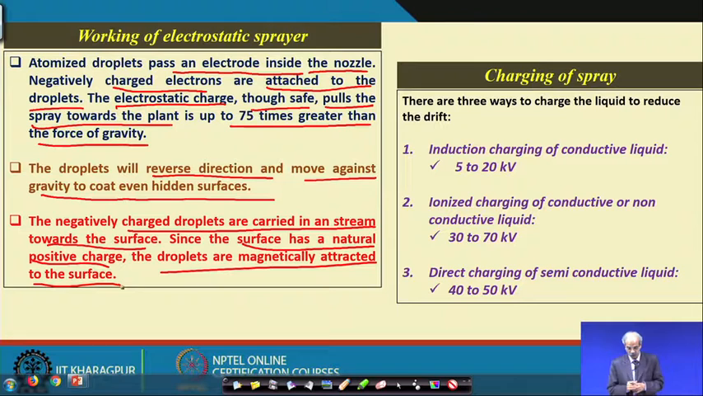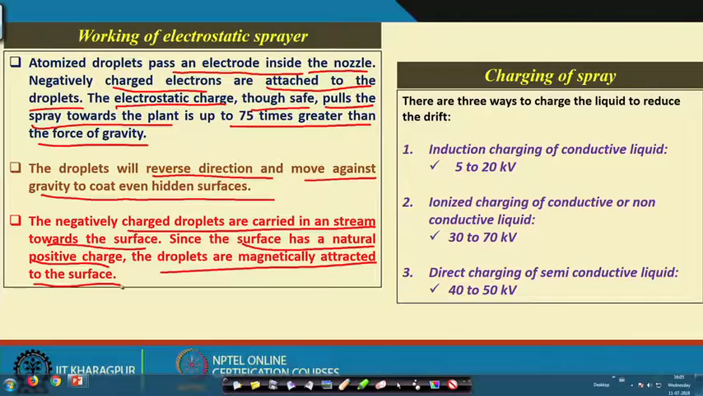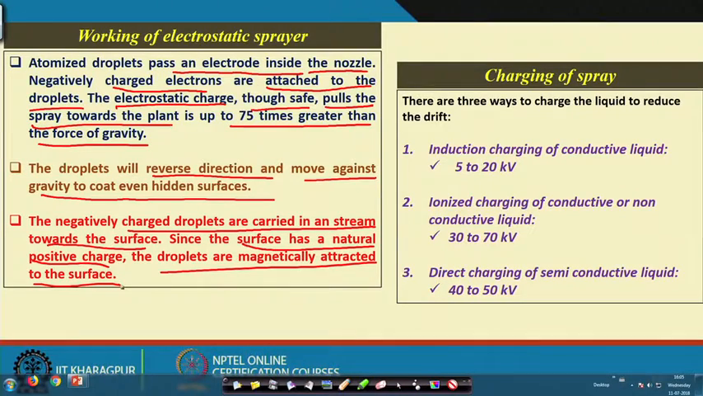Now, charging of spray, what do we do here? There are three ways to charge the liquid to reduce the drift. Yes, it must be told. See, here the aim is that you are not allowing the chemical particles or this mist to drift away, and that way even if there is slight wind, it will not affect this to that extent. If you say that it will not affect at all, that is slightly wrong, but to some extent. If there is high wind, none of this will work. But we can say that this charging helps in better deposition.